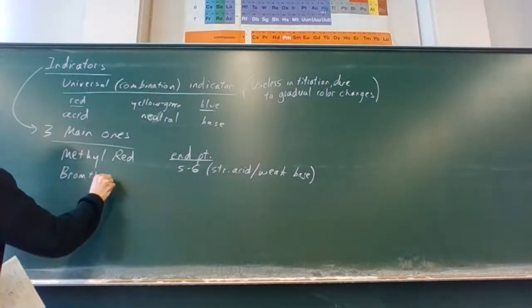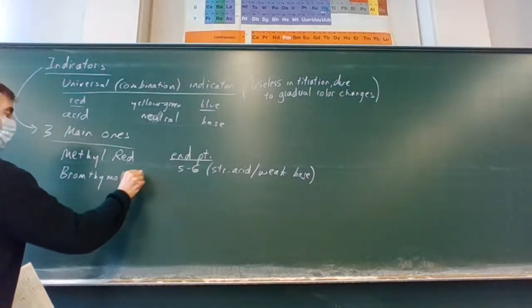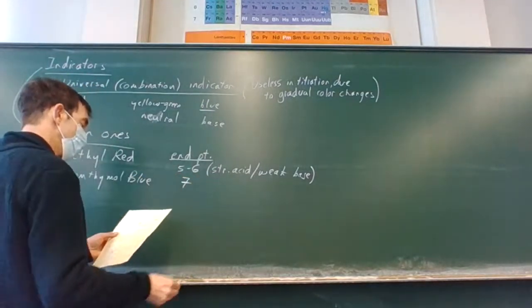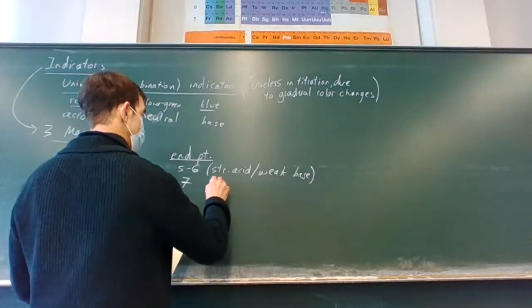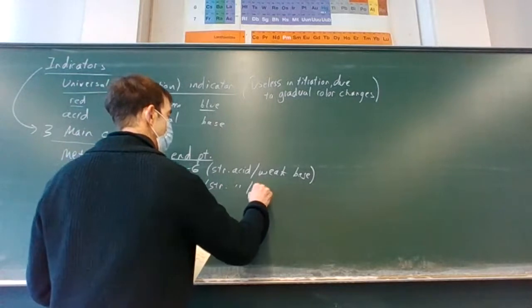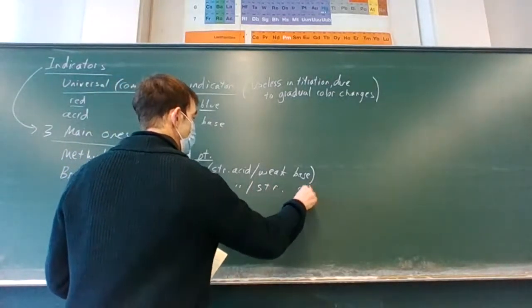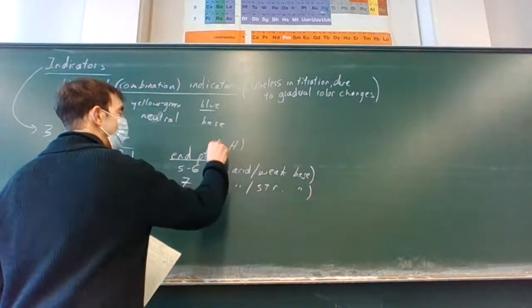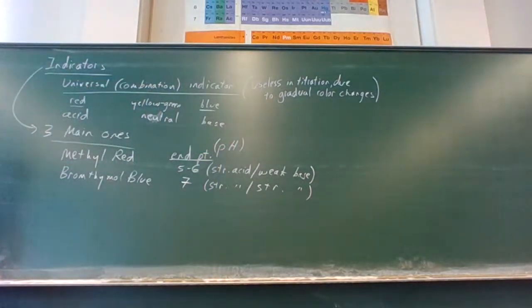Bromothymol blue has an endpoint at 7, and that's when you've got a strong acid and a strong base. Are the numbers referring to pH? Right, the numbers are the pH.